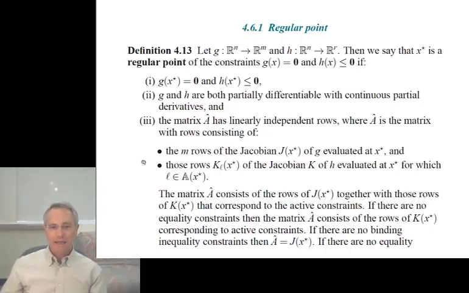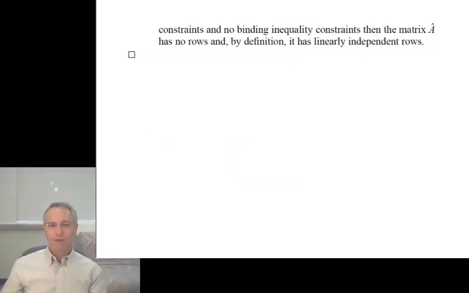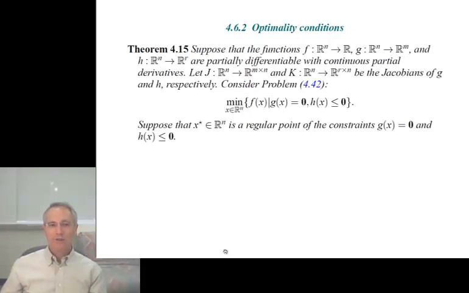Recall in the linear case, we had the equality constraint matrix A. In the nonlinear case, the counterpart of that is the Jacobian. In the linear inequality constraint, we had the rows CL of the inequality constraint matrix. In the nonlinear case, that corresponds to the rows KL of the Jacobian K of the function H. And again, we only use the ones corresponding to the binding constraints. So my optimality conditions will need me to assume that X star is a regular point.